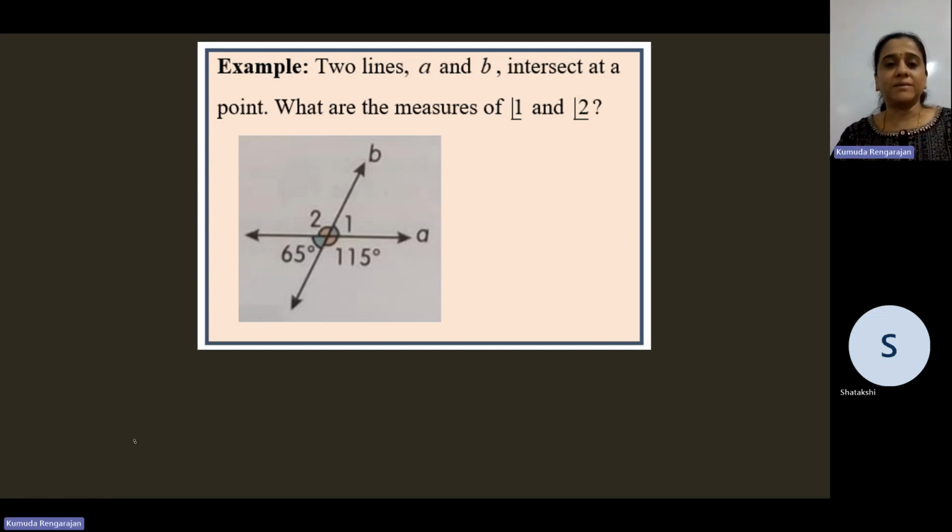Two lines A and B. So this is line A, this is line B. Two lines A and B intersect at this point. What are the measures of angle 1 and angle 2? What's the measure of angle 1? Correct, 65 degrees. What's the measure of angle 2? 115 degrees. Because 65 and angle 1, vertically opposite angles, they're equal. Angle 2 and 115, vertically opposite angles, they're equal. Correct.